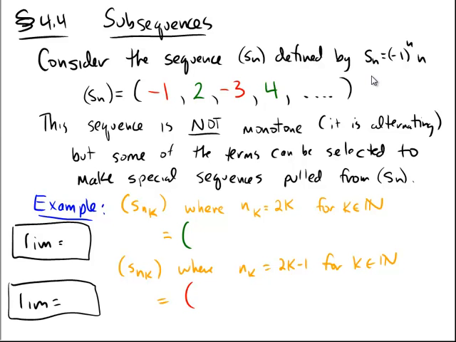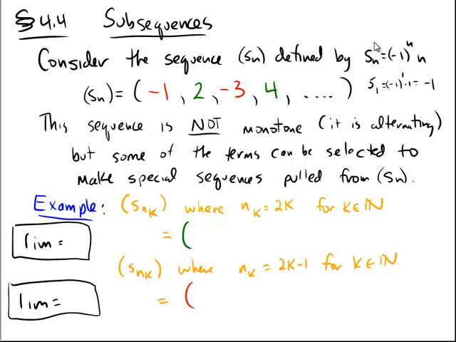Okay, let's look at some subsequences now. So, consider the sequence S_n defined by S_n equals (-1)^n times n. Now notice if we were to replace n with the value of 1, we would get, for example, S_1 is equal to (-1)^1 times 1, and that's of course equal to the number -1. So that's the first term of the sequence. Similarly, if we replace n with 2, we get +2, or n with 3, we get -3, etc.